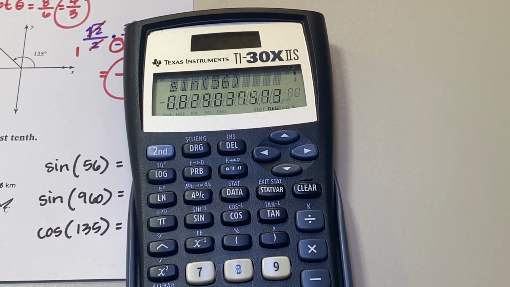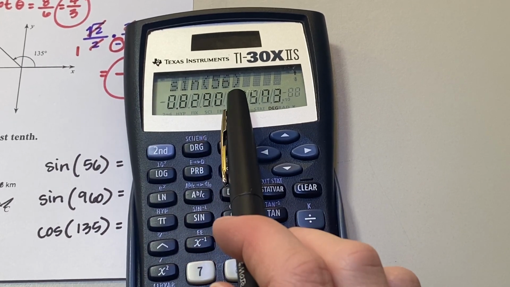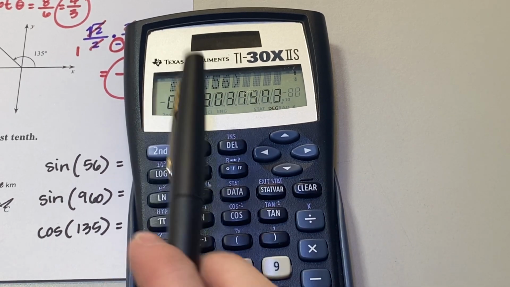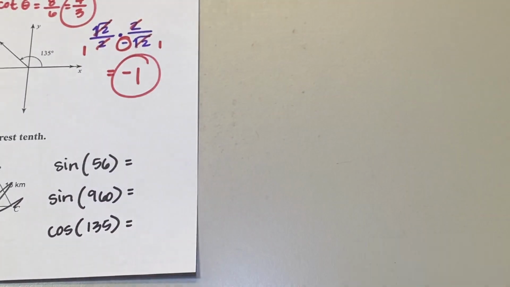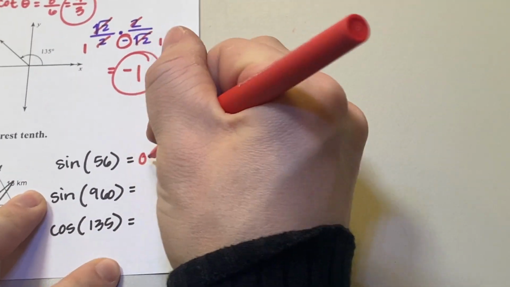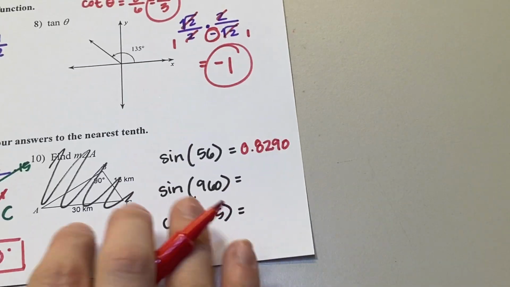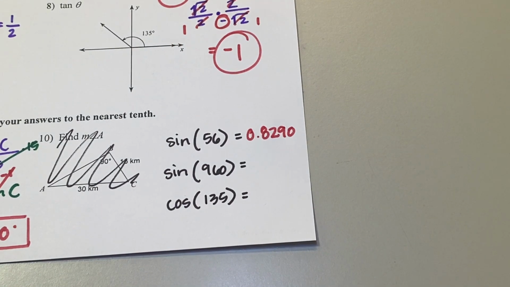Let's practice doing some rounding here. I want it rounded to 4 decimal places, which means 1, 2, 3, 4. I have to look at the 5th one. So what is this going to round to? 0.8290. You got it. Okay, let's do the next one.